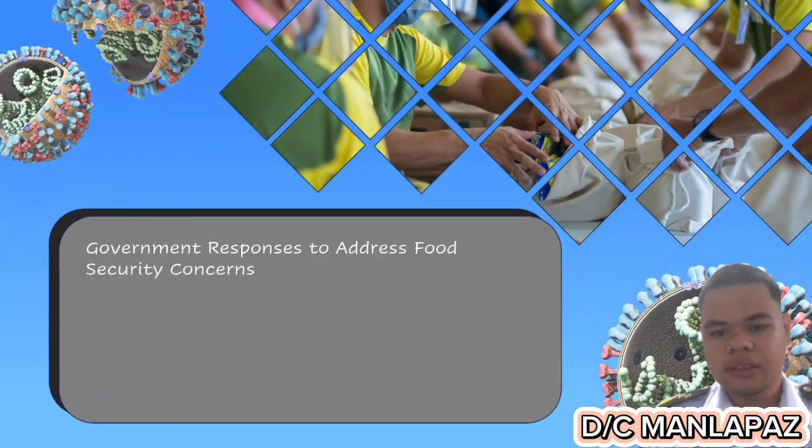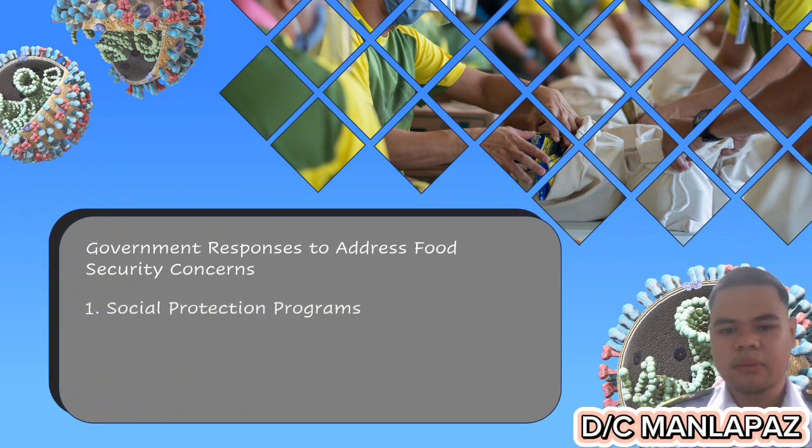Next is the government response to address food security concerns. So first is the social protection programs. The government implemented various social protection programs, including cash transfers, food assistance, and employment support to provide relief to vulnerable households. These programs helped to mitigate the impact of the pandemic on food security.